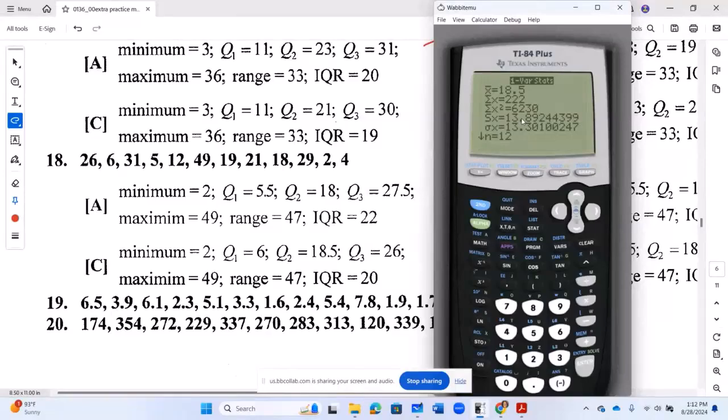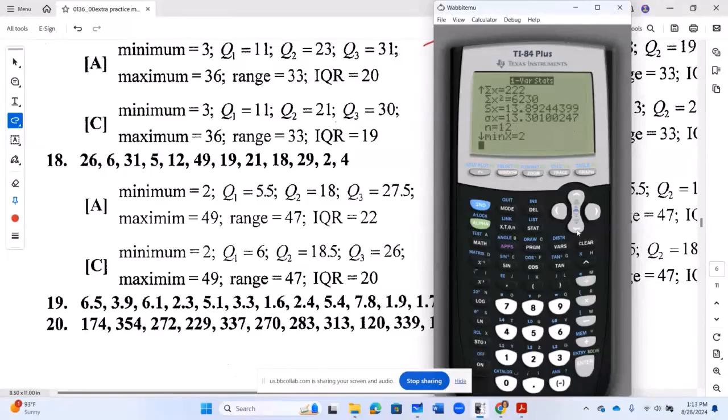If it is 3 decimal places, my answer is 13.892. If it is 1 decimal point, my answer is going to be 13.9. Okay, so you have to be careful with how many decimal points. If I'm told to find the population standard deviation, remember, you could be dealing with a population. Sigma x is the population standard deviation. So it's 13.3 to 1 decimal point.